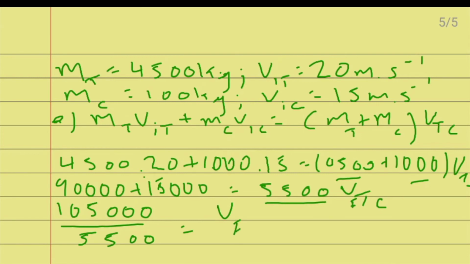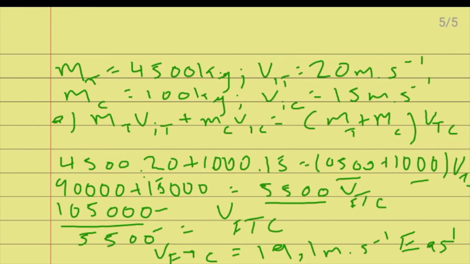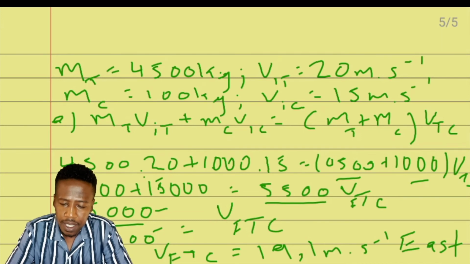And then it will give us the final velocity of the truck car combination. So it's going to be 105,000 divided by 5.5, which is 19.1. So the final velocity of the truck car combination is 19.1 meters per second. Which direction? In an easterly direction. I hope that makes sense to you guys. So we're going to quickly move on to the second question.